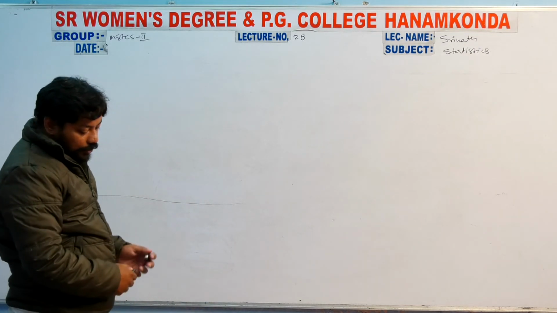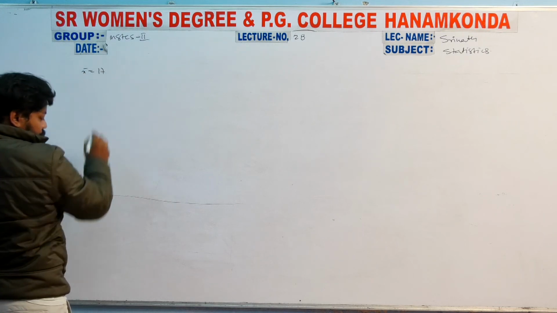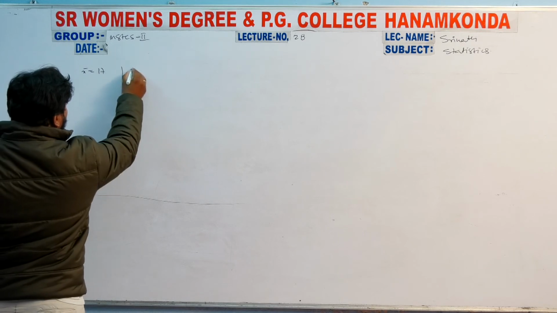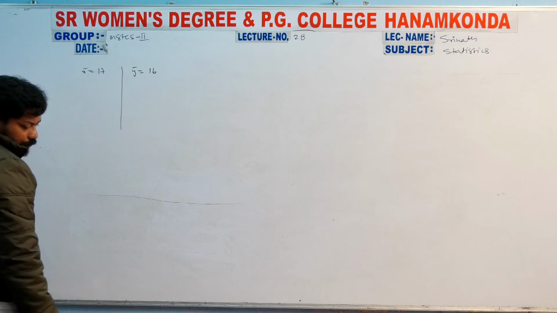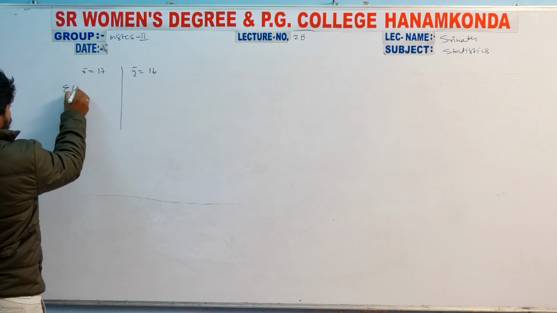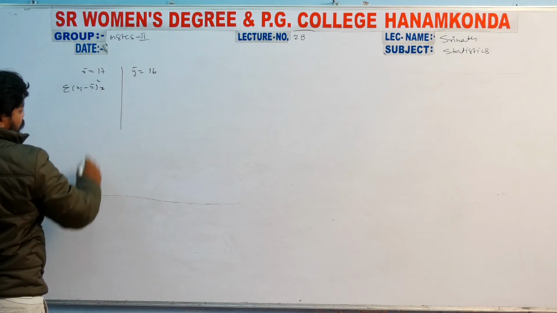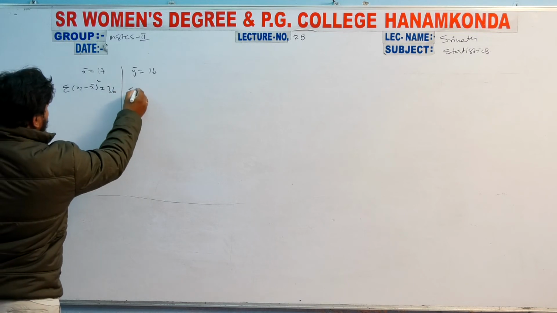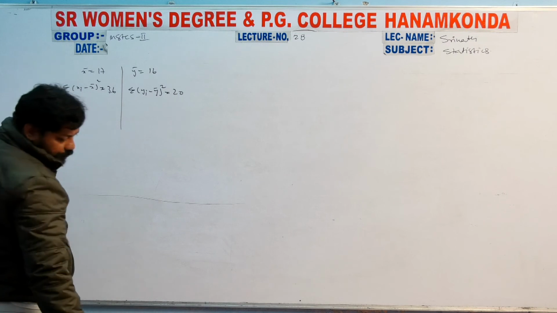Here the values are x bar is equal to 17, y bar is equal to 16, and summation xi minus x bar whole square is equal to 36. Summation yi minus y bar whole square is equal to 20.